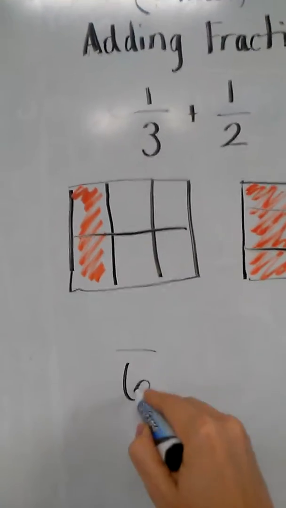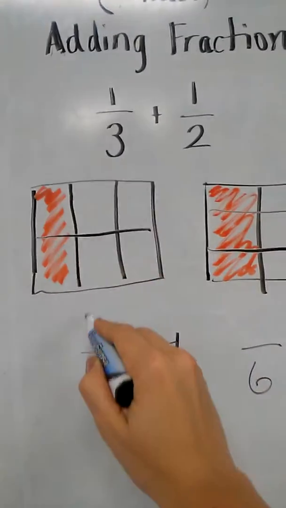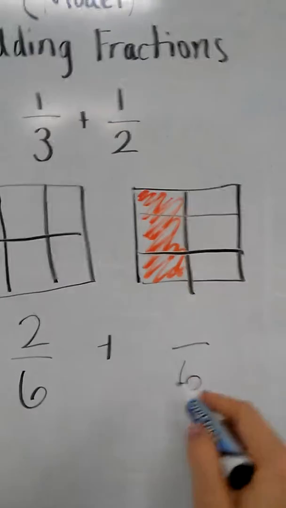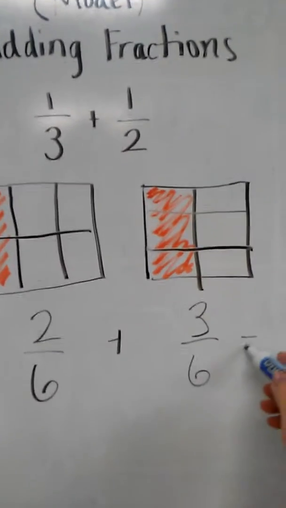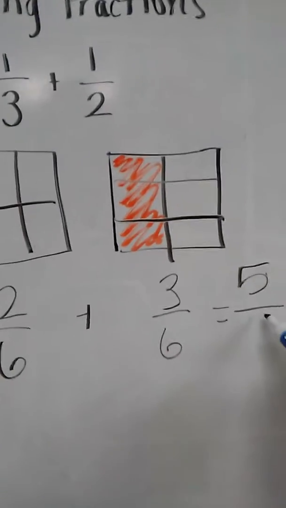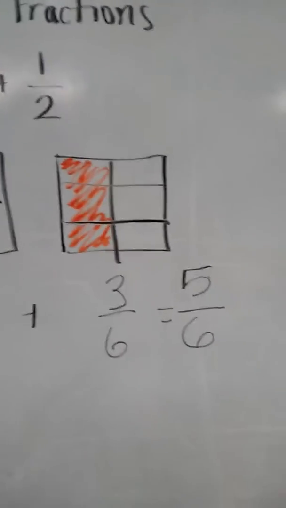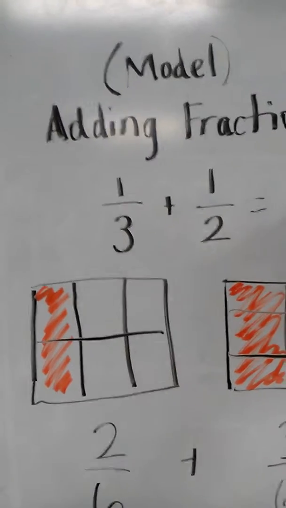They are both sixths, and I can count and check that. Okay, this one has 2/6 shaded, and 1/2 is 3/6. Now I can add these together. 2 plus 3 is 5. And I don't add my denominators, it's still 6. So my final answer to 1/3 plus 1/2 equals 5/6.